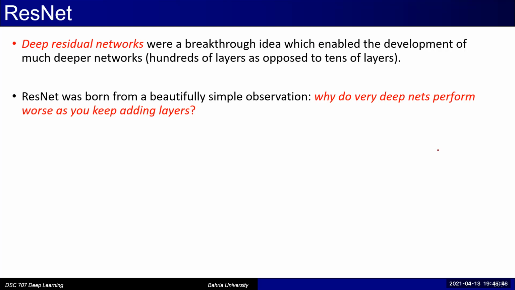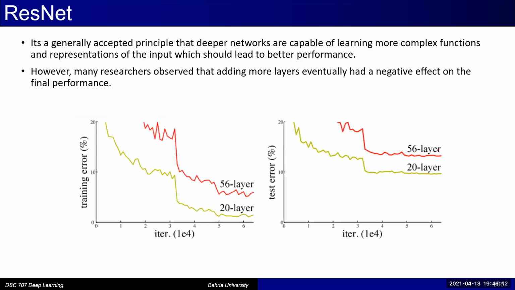What led to the idea of ResNet was an observation that when people were making their networks deep by adding more layers, there was a point where instead of getting better performance, the performance was actually decreasing. So ResNet came from the question: why do deep networks perform worse when we add more layers? Ideally, if we add more layers, the performance should improve. Theoretically, it should be like that.